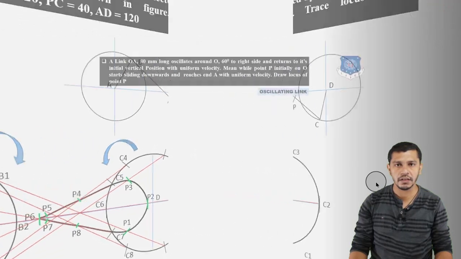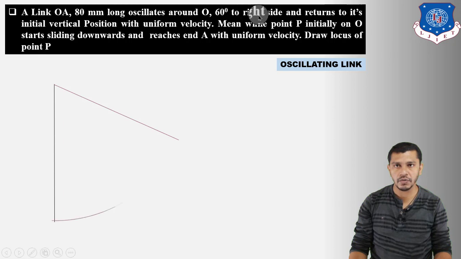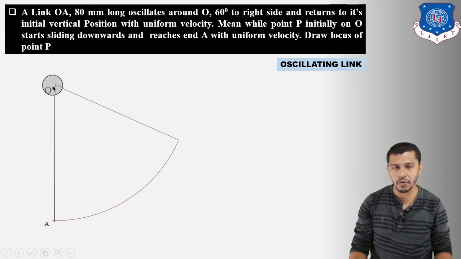Now let's see another example, which is the example of the oscillating link. A link OA 80 mm long oscillates around O 60 degrees to the right side and returns to its initial vertical position with uniform velocity. So we have a link OA having length equal to 80 mm which oscillates around O by 60 degrees to the right side, and then after it returns to its initial position.